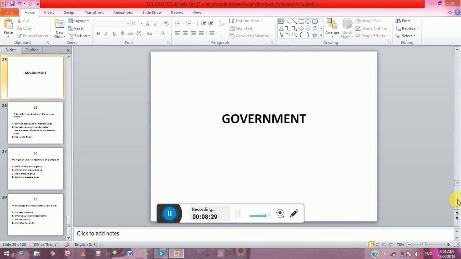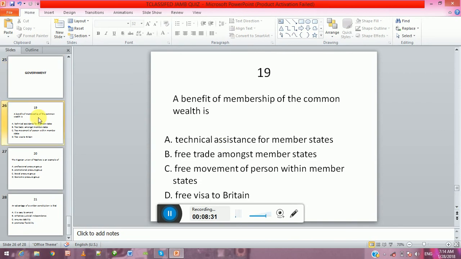Government. A benefit of membership of the Commonwealth is A, technical assistance for member states, B, free trade amongst member states, C, free movement of persons within member states, D, free visa to Britain.